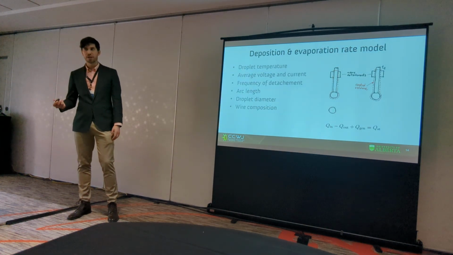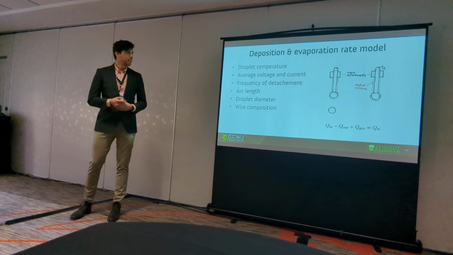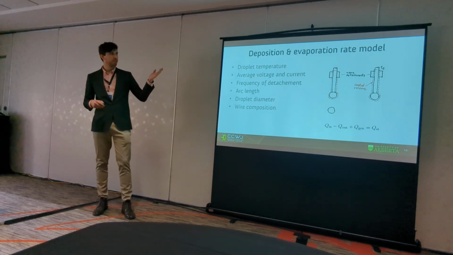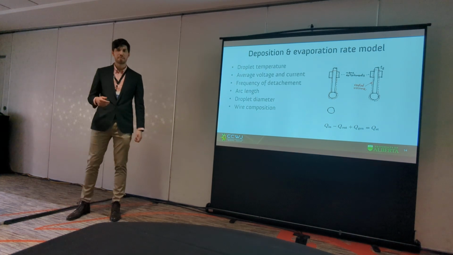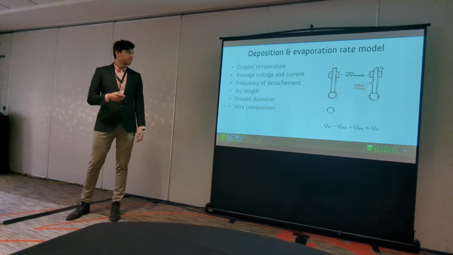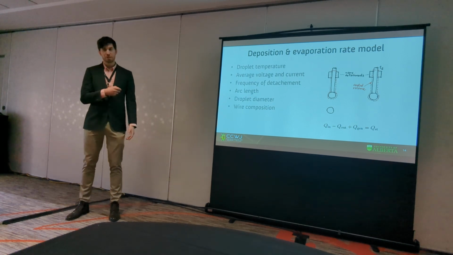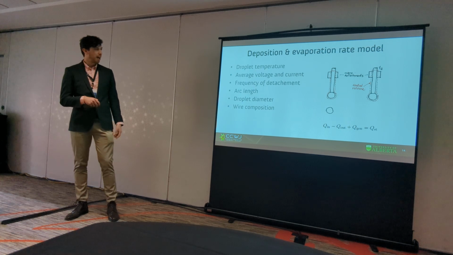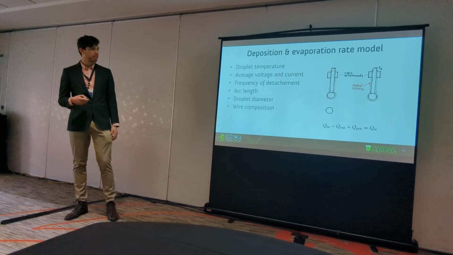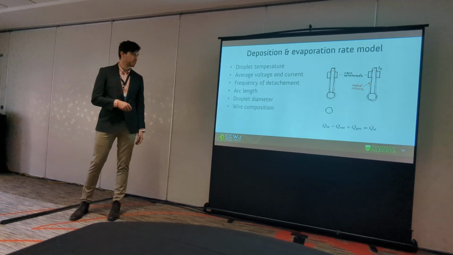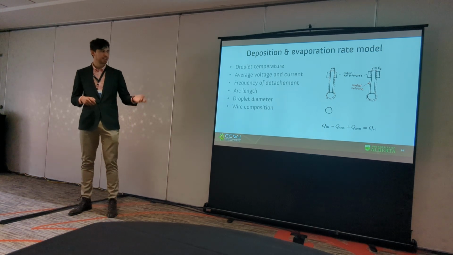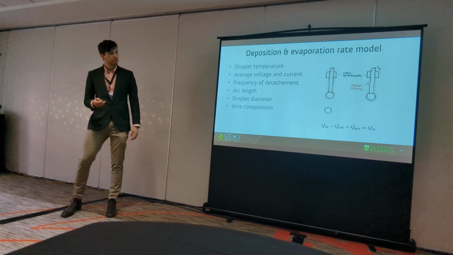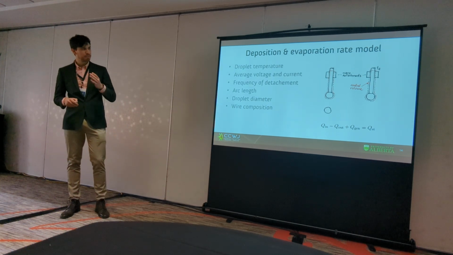So if we move on to our model that needed these droplet temperatures, we not only needed that value of droplet temperature, we needed the average of voltage and current. Voltage, we set it up, but the current we needed to measure. So we also need the frequency of detachment, as I told you before. We need the arc length that the model can tell us, and the droplet diameter that also this U-Net model can tell us. Also, a very important point is the wire composition. By this, we contacted Lincoln, and they gave us the exact composition of each wire. So this model, I'm gonna pass this a bit faster.